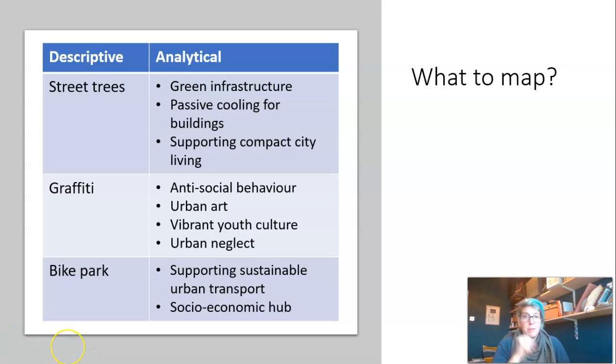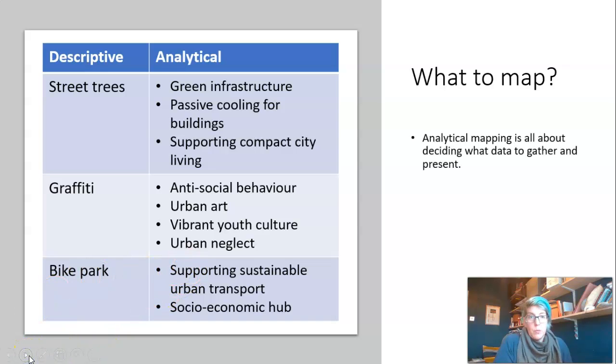So there's a decision to be made when creating a map about what to map. And analytical mapping, which is something that I want us to get into doing, is actually all about deciding what to gather and what to present. So we saw on those previous images that a decision had been made to focus on particular features of a site and to use those to help us understand the characteristics of the site and the function of the site.